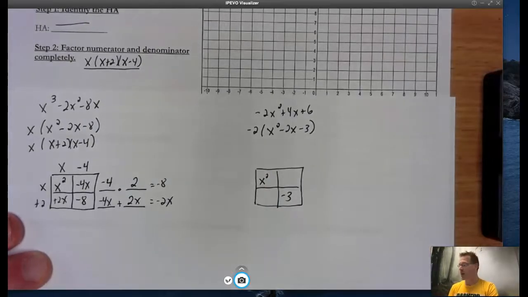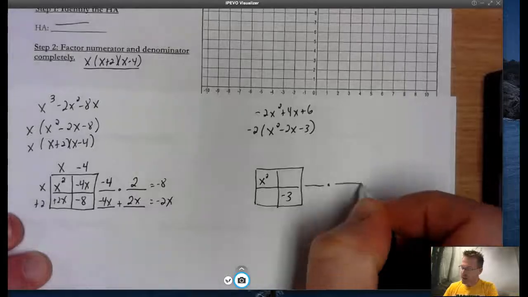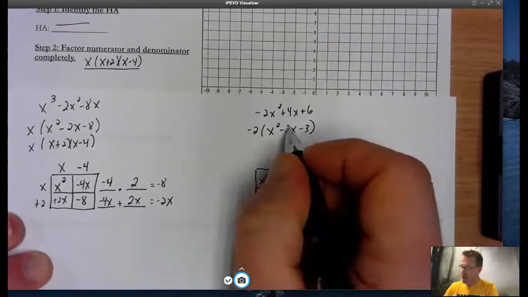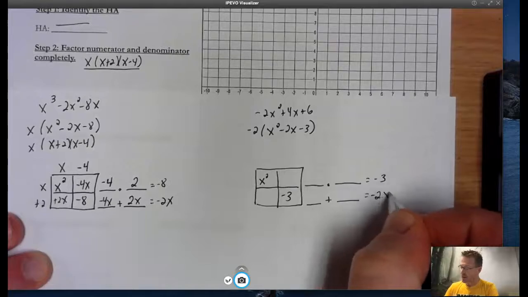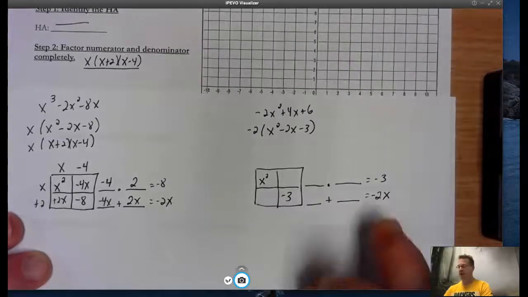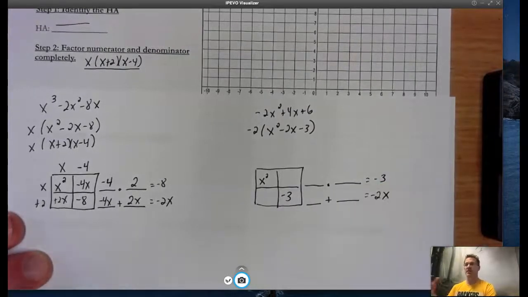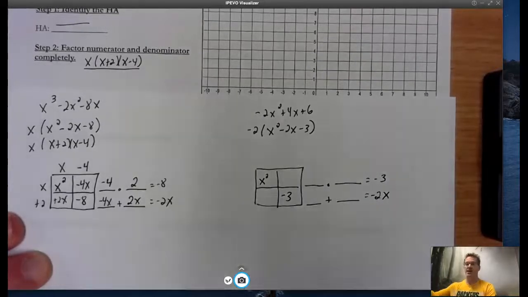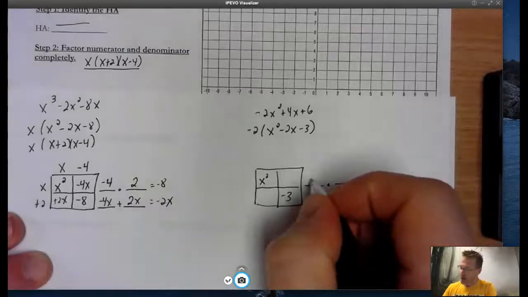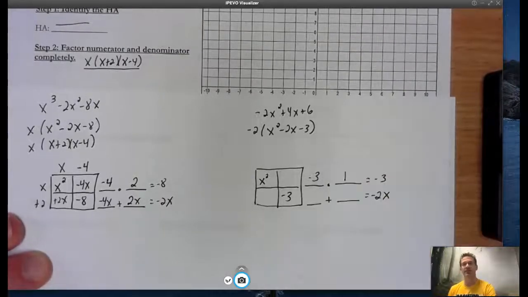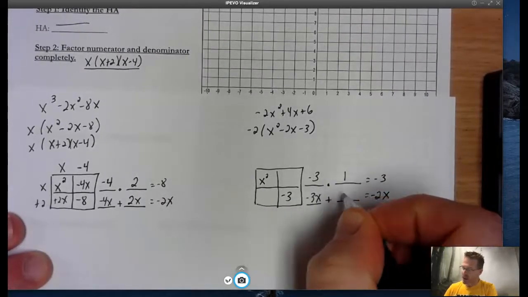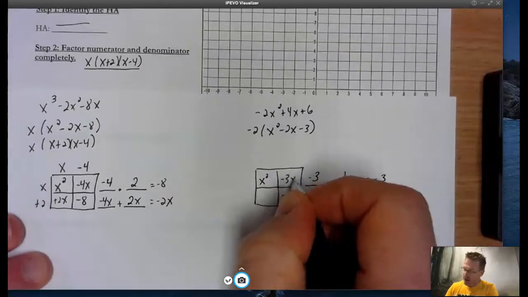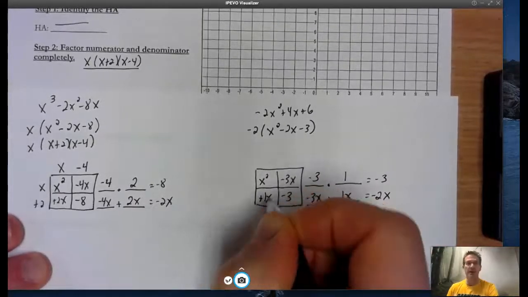All right, so there's my A and my C term. So I'm going to do A times C. So 1 times -3 is -3. And then I have to add to get my middle term here, which is -2x. Now, once again, same situation. We have a negative number here. So I'm going to have a positive number and a negative number. I'm adding, and my result is a negative number, so my larger factor has to be negative. So I'm going to go with -3 times 1 is -3. And then that means -3x plus 1x is -2x. So drop the -3x in here. Drop that positive 1x in here.